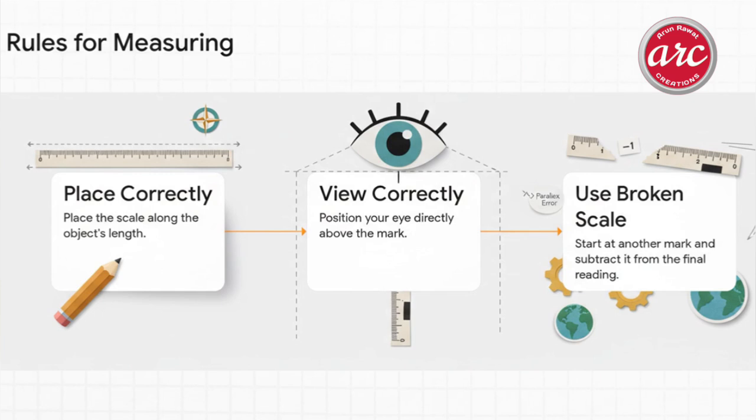Rule number 1, make sure your scale is right alongside the thing you're measuring, nice and parallel. Rule 2, look straight down at the reading. If you look at it from the side, the number can look like it's in a different spot. That's a tricky thing called parallax error. And rule 3, if the 0 mark on your ruler is all chipped and broken, no big deal. Just start at the 1 centimeter mark instead, and then remember to subtract that 1 from your final number.